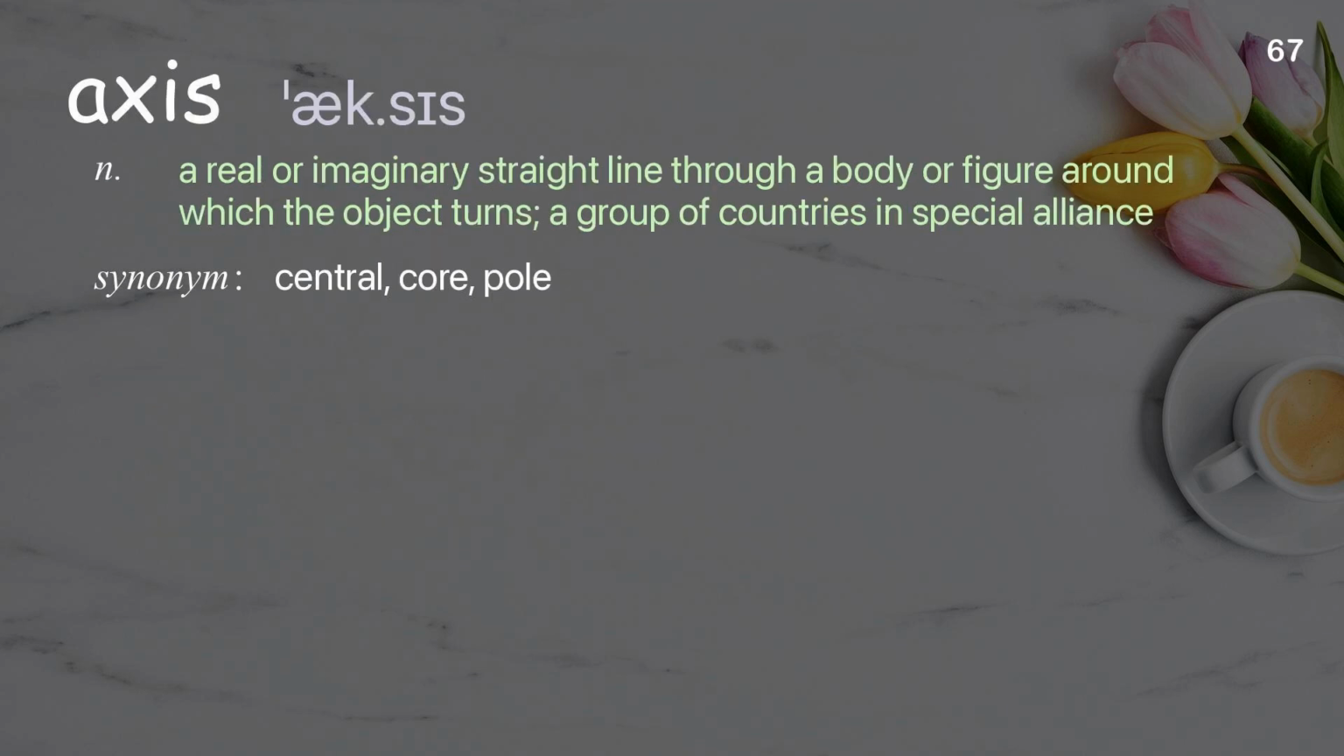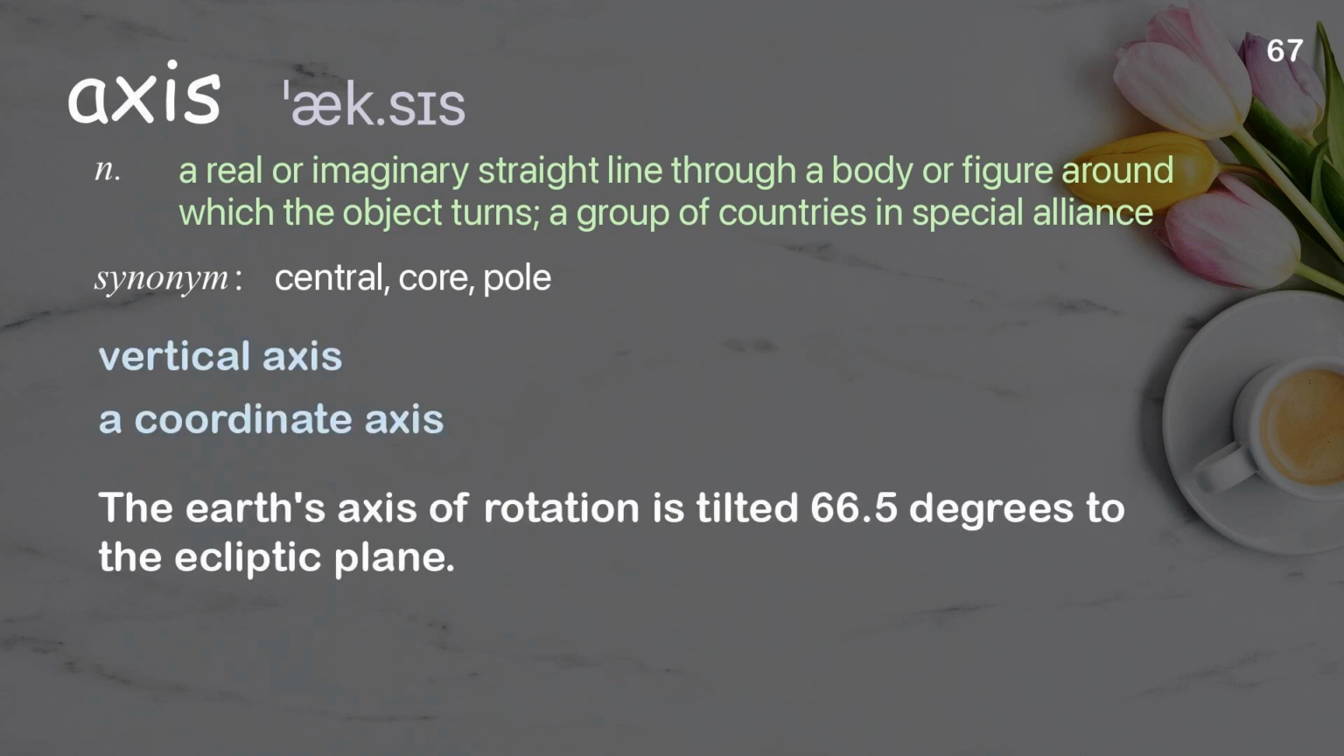Axis. A real or imaginary straight line through a body or figure around which the object turns, a group of countries in special alliance. Examples. Vertical axis. A coordinate axis. The Earth's axis of rotation is tilted 66.5 degrees to the ecliptic plane.